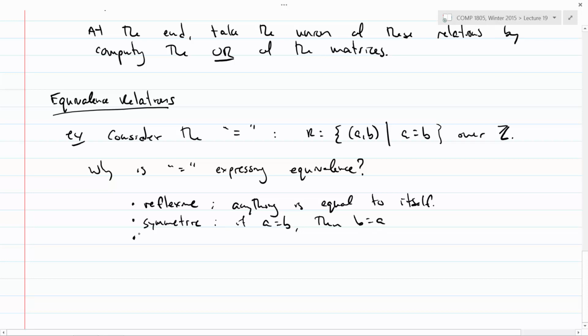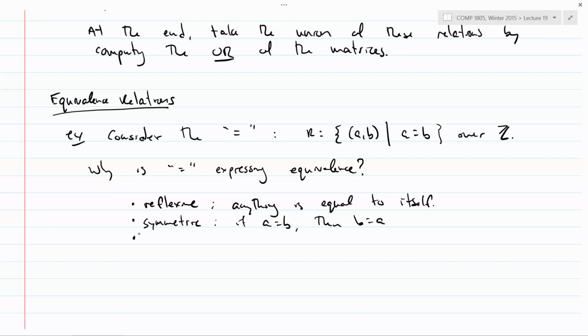What about anti-symmetry? Should equivalence relations be anti-symmetric? So what does it mean to be anti-symmetric? If you have both AB and BA, then they have to be the same, like 1 and 1. Yeah, so this is where it starts to get a little bit tricky, right? Because for numbers, yes, that seems to make sense. What about things that aren't numbers?